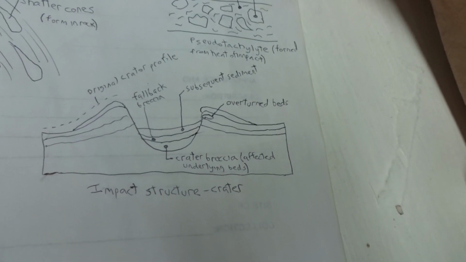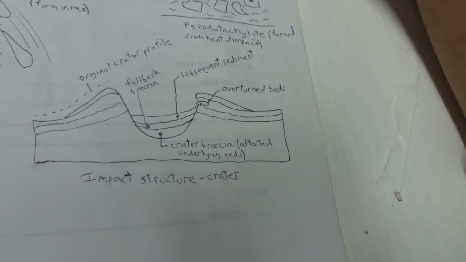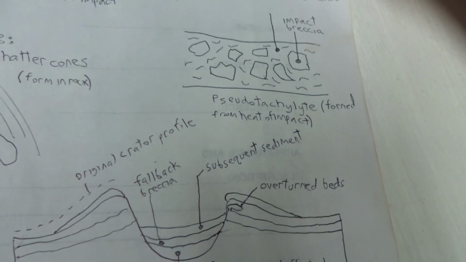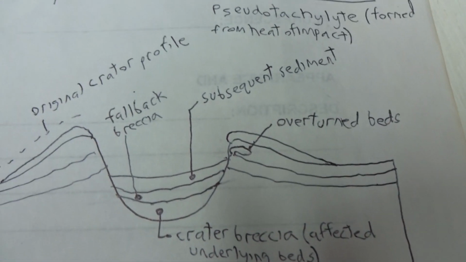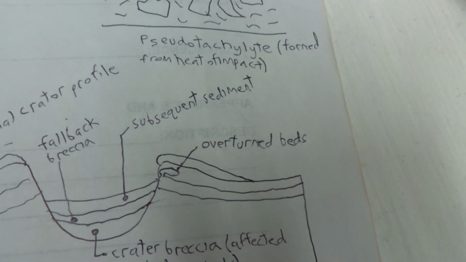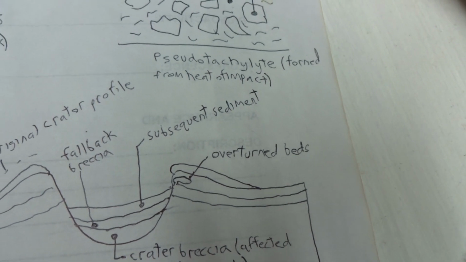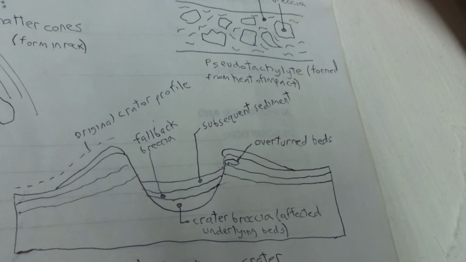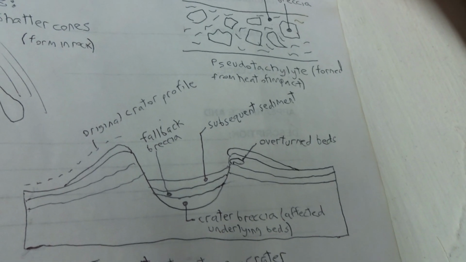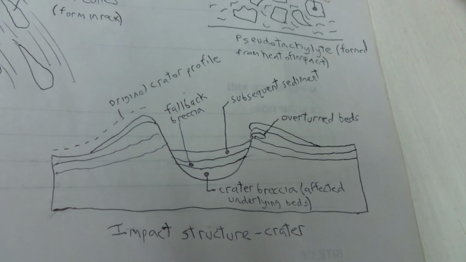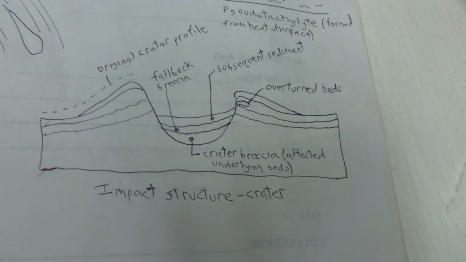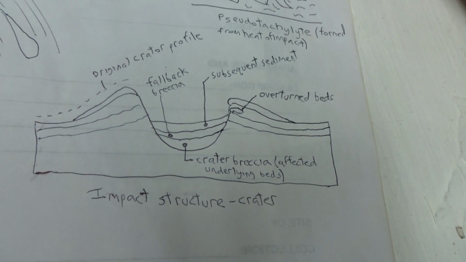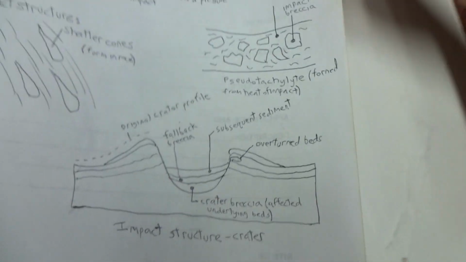We have impact structures such as a crater with an overlying crater profile. We have overturned beds from the whatever this may be, such as a meteorite hitting the ground and subsequent sediment that has re-entered into the crevice. Layers of breccia often underlying the beds.